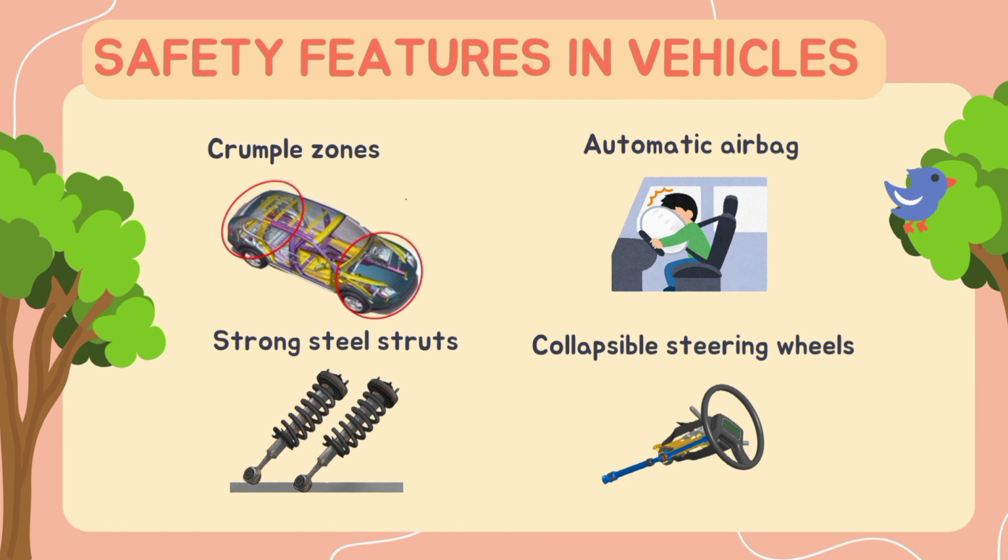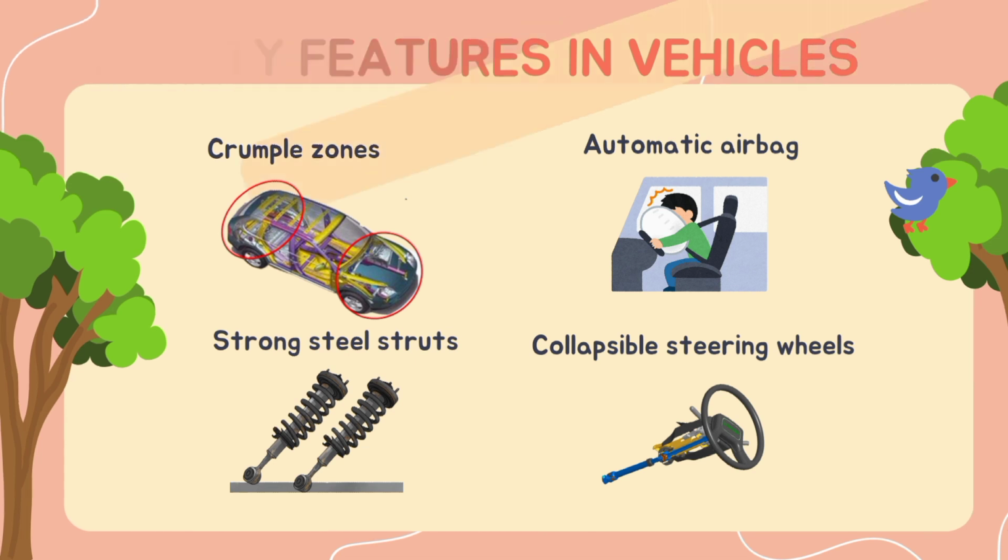The automatic airbag activates, ensuring the driver slows down before hitting it, reducing the risk of injuries. Strong steel struts prevent front and rear impact from reaching the passenger area, providing protection inside collisions. Lastly, soft collapsible steering wheels help minimize the impact on the driver's head during a crash and prolong the collision time.